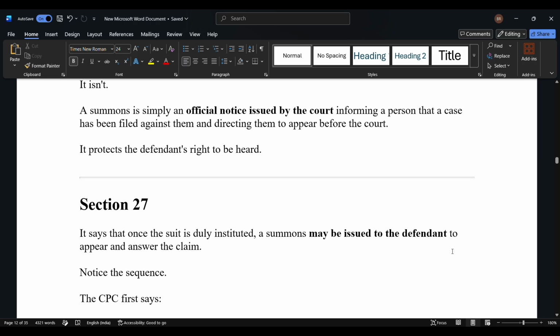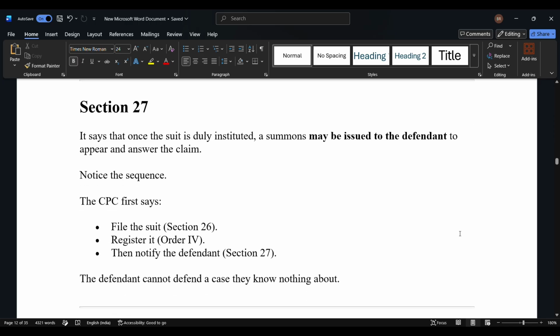Section 27. It says that once the suit is duly instituted, a summons may be issued to the defendant to appear and answer the claim. Notice the sequence. The CPC first says, file the suit, Section 26, register it, Order 4. Then notify the defendant, Section 27. The defendant cannot defend a case they know nothing about.